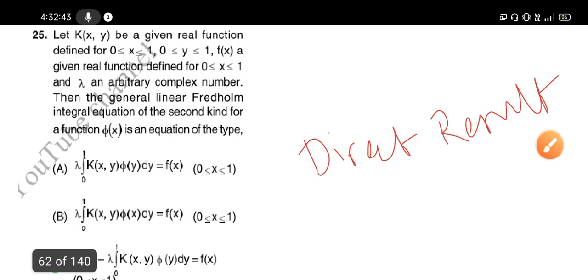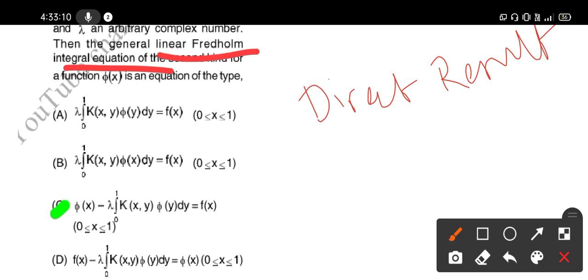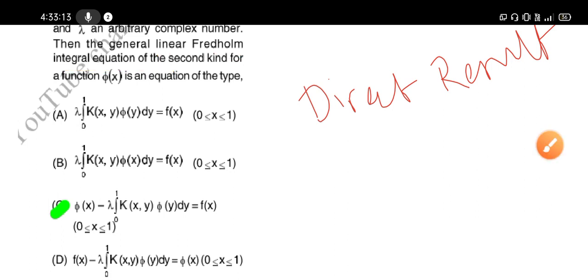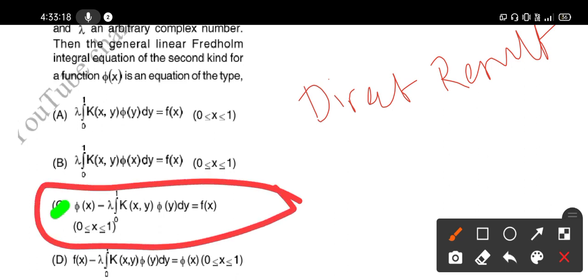Let k of x y be a given real function defined for 0 less than or equal to x less than or equal to 1, and y also lies between 0 and 1. F of x is a given real function defined for x between 0 and 1, and lambda is an arbitrary complex number. Then the general linear Fredholm integral equation of the second kind. This is a direct result. Here the general linear Fredholm integral equation of the second kind is given for the function. Option C is the general linear Fredholm integral equation of the second kind. So option C is correct.